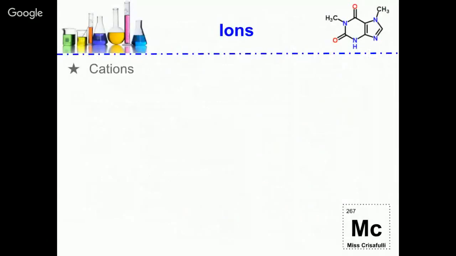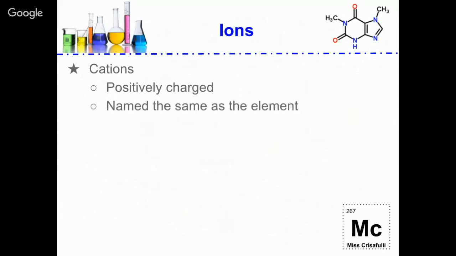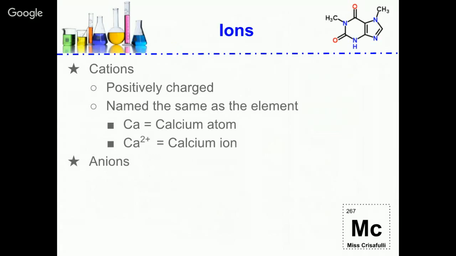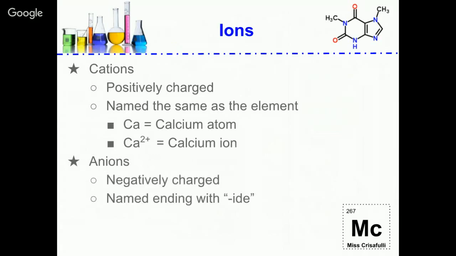So, cations are your ones that are positively charged. When you name them, you name them the same as the element. So if it's a calcium atom, it'll be named calcium atom. And if it's the calcium +2 ion, it'll still be the calcium ion. Anions, on the other hand, are negatively charged, and they are named ending with -ide. So if you're talking about N, that would be your nitrogen atom. Or if you're talking about N-3, that's the nitride ion, ends in -ide.